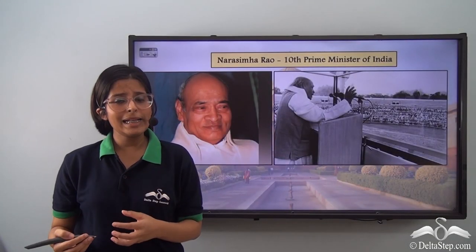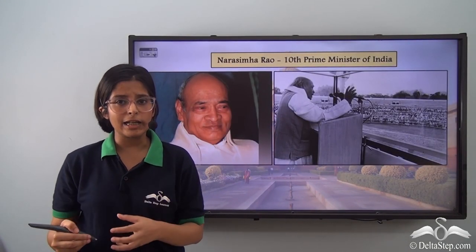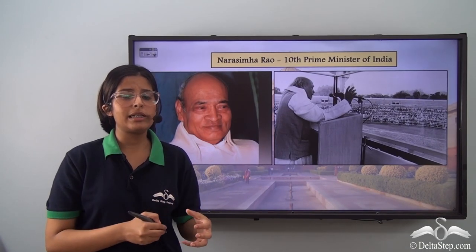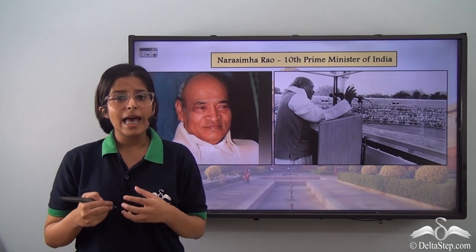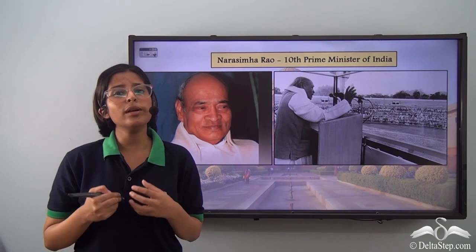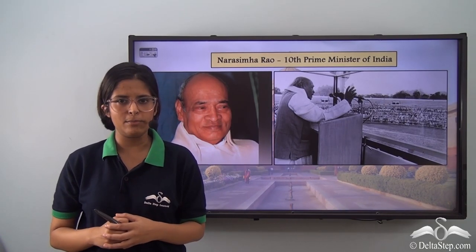So what is a by-election? A by-election is an election which is held separately from the main election and its purpose is to elect a new member to the parliament.